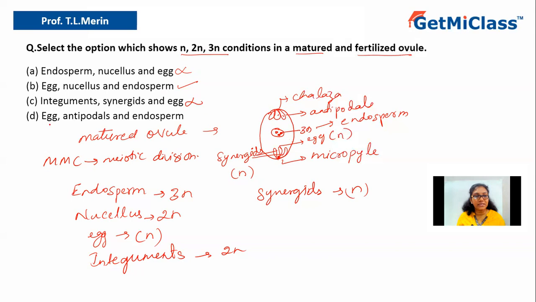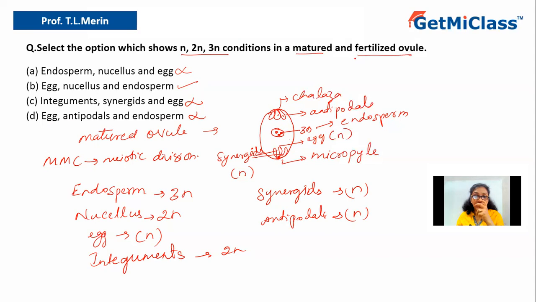Now, option D says egg, antipodals, endosperm. So egg is haploid, we know. What about antipodals? Antipodals are also haploid because they are all formed from the meiotic division of the megaspore mother cell. Hence this is also ruled out because it will become N, N and 3N.